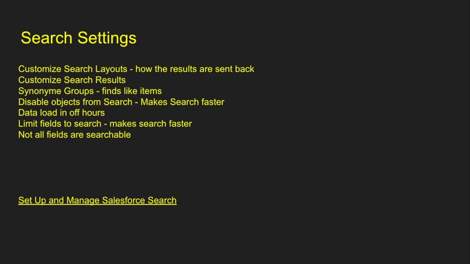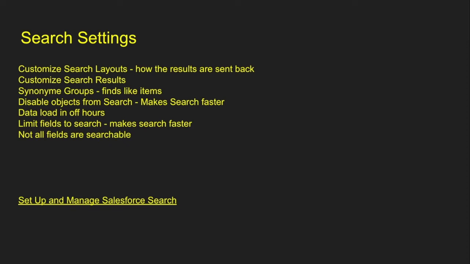These are your different types of search settings. So you can set up your customized search setting layouts. At the object level, you can set them up. You can customize your search results, how many you want to return. You can set up your synonym groups. So these are fields that are alike. If you commonly refer to your account as a different value or a different naming convention, you can create synonym groups for those things. You can also disable objects from search. And you may wonder, why would anyone do that? It makes your search faster. So if there's a particular object that you never want to search because you don't want to return the results of that, you can disable that from the search.